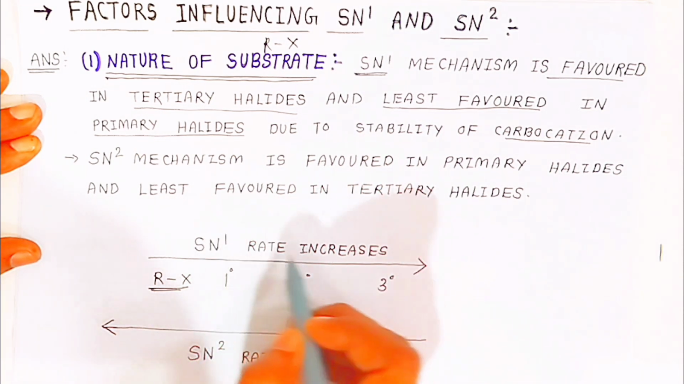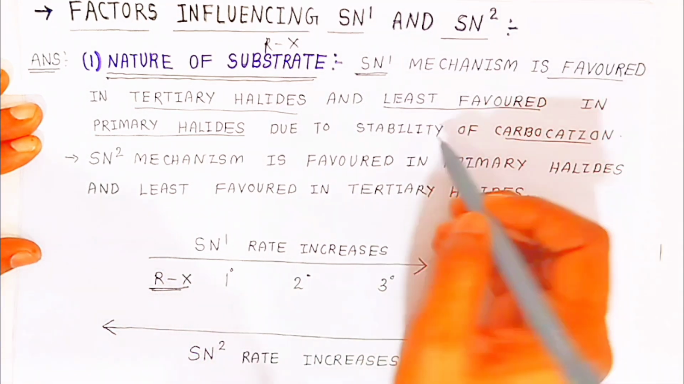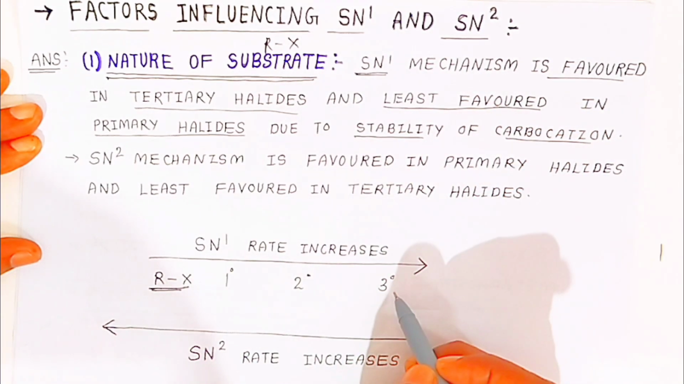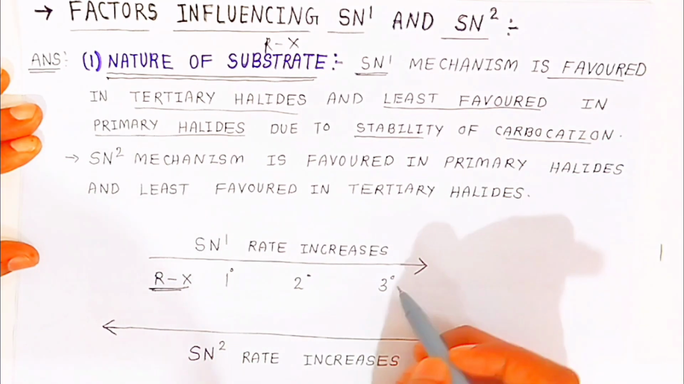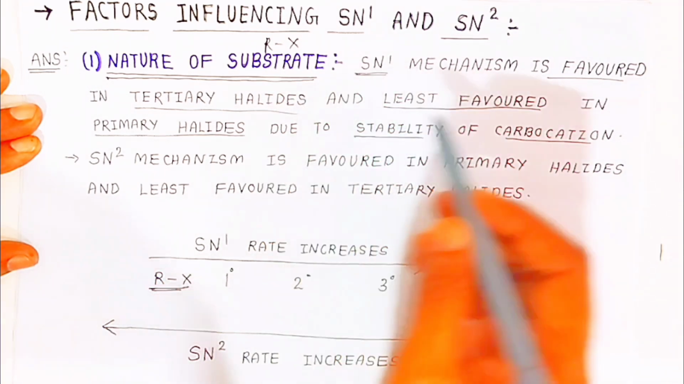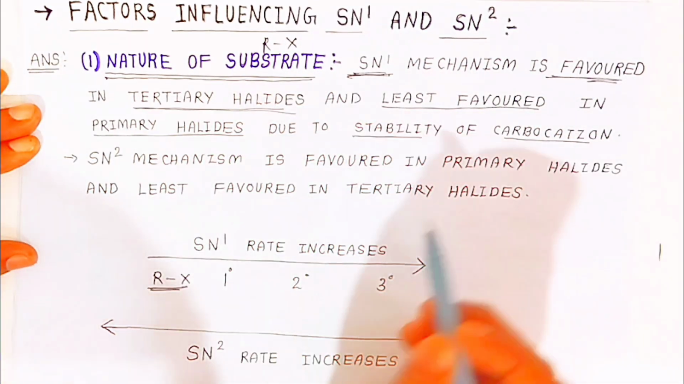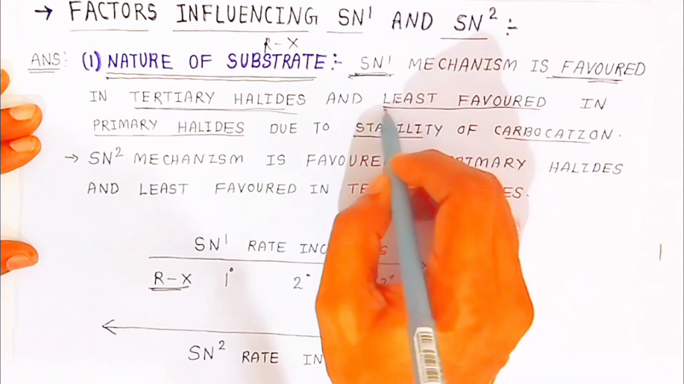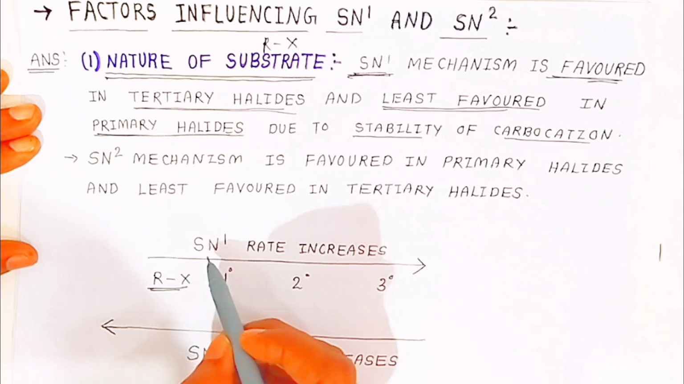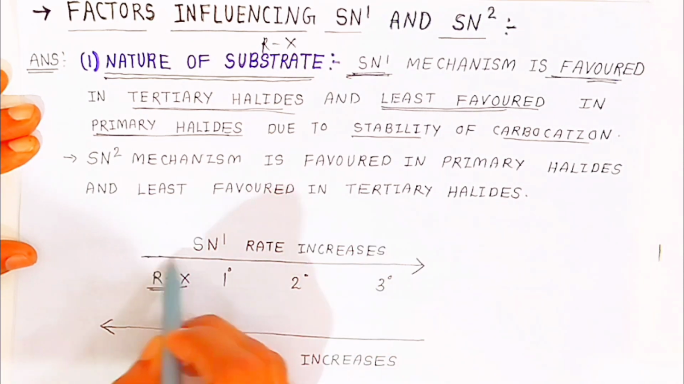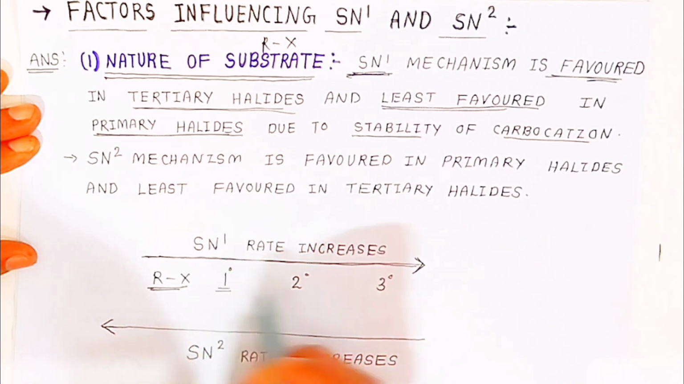So the SN1 rate increases from primary alkyl halide to tertiary alkyl halide, because of the stability of the carbocation. A third degree, tertiary alkyl halide will form a stable carbocation. That is why the SN1 reaction is favored in tertiary halides and least favored in primary halides due to the stability of carbocation. Here it is written, students, this arrow is from primary to tertiary alkyl halide.